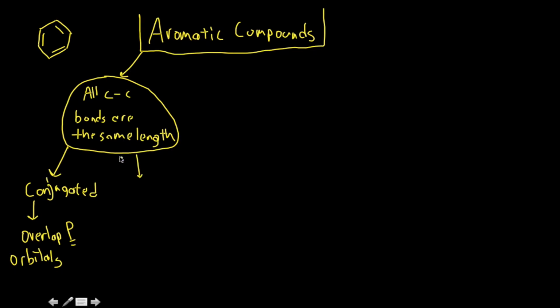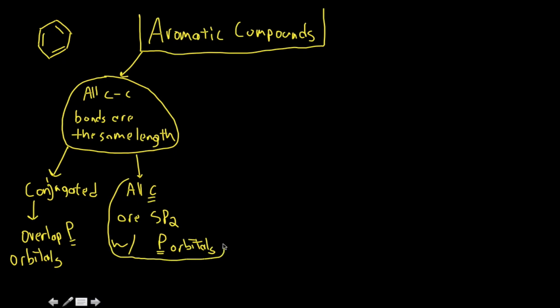And it really connects to this, in that all carbons in a benzene, or in an aromatic compound, are sp2 with p orbitals. Why? Because they're conjugated. This is all connected to the concept of what makes something good at being conjugated.